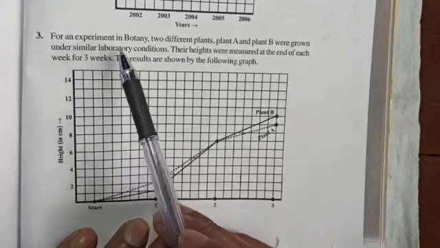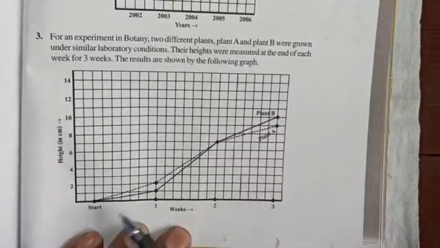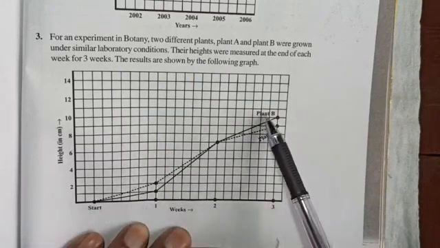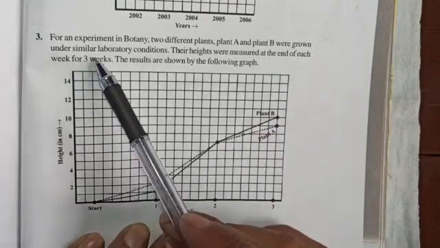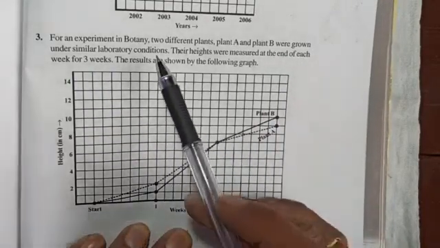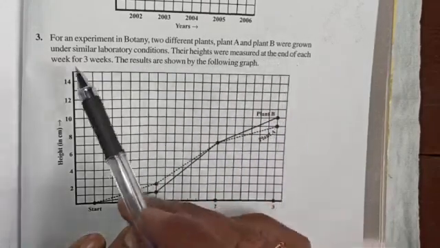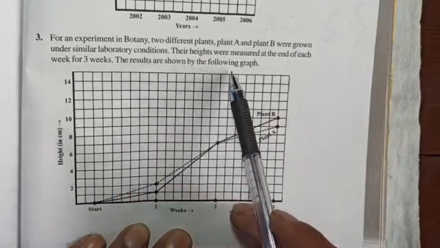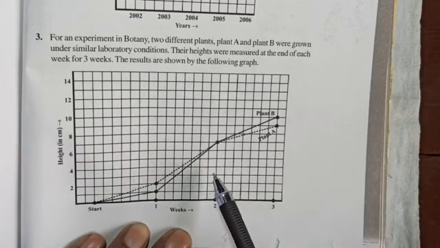For an experiment in botany, 2 different plants, plant A and plant B. This dotted line represents plant A and plant B is represented by this line. They were grown under similar laboratory conditions. Their heights were measured at the end of each week for 3 weeks. The results are shown by the following graph.